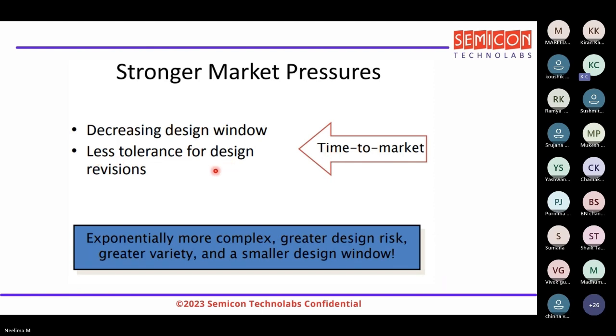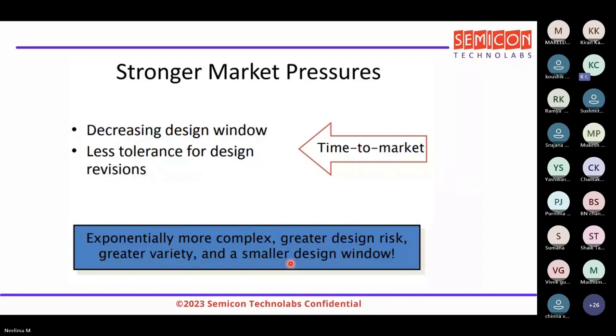And then less tolerance for design revisions. If at all any mistake happens in the design, very little time is there for design revisions. We cannot take the risk of design revisions because it will hit our time to market, right? Exponentially more complex, greater design risk, greater variety, and a smaller design window. This is the summary.